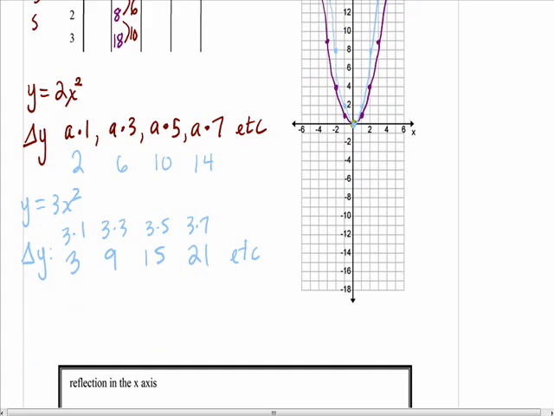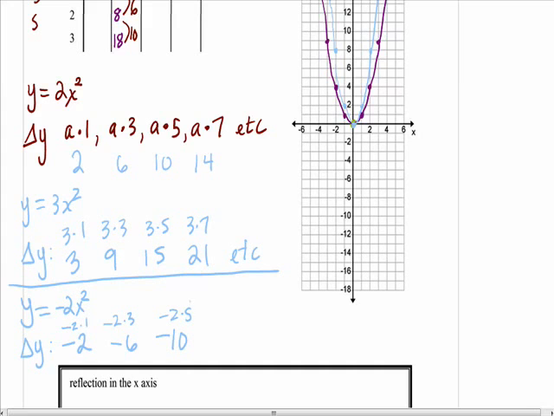So let's add that one later, and let's jump to negative 2x squared and see what happens when our a value is negative. So just down below here we have our new function, y equals negative 2x squared, and let's find the delta y pattern. If we know it's 1, 3, 5, but now we have to multiply it by our a, and our a is negative, our new delta y becomes negative 2, what's next? Negative 6, then negative 10. Negative 2 times 1, negative 2 times 3, negative 2 times 5.